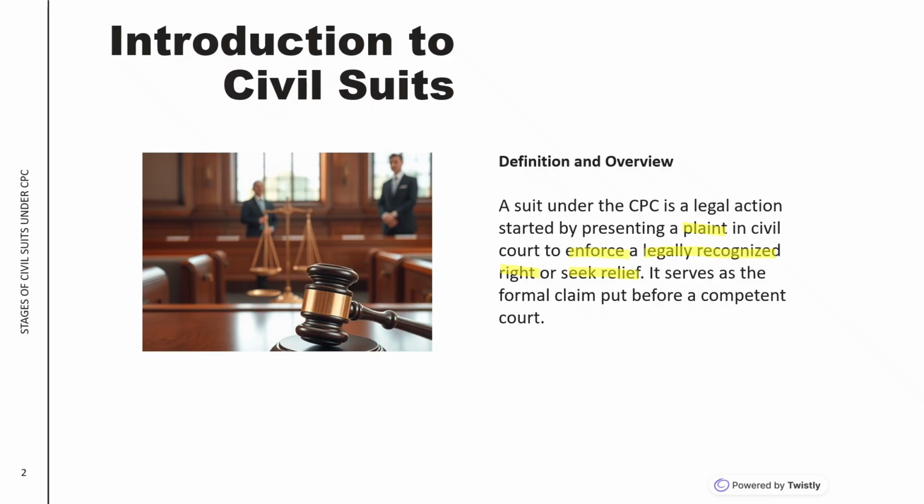It also serves as a formal claim put before a competent court. Here the keyword competent court is important because a plaint can only be filed in a competent court, which means which has proper jurisdiction to hear that particular matter.